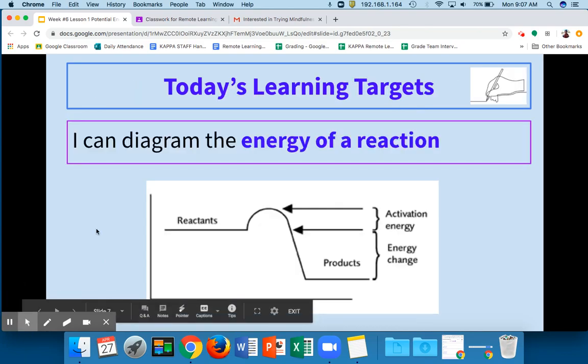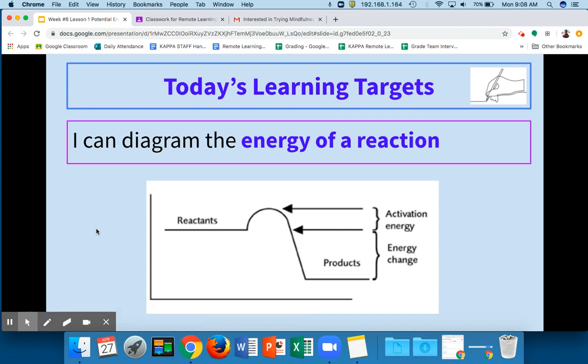All right, today's learning target is I can diagram the energy of a reaction. So pause the video now so you can write down today's learning target.